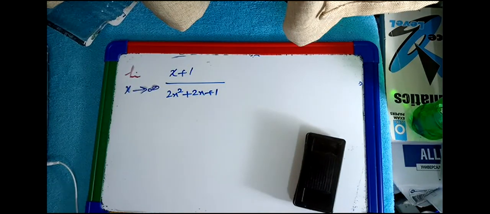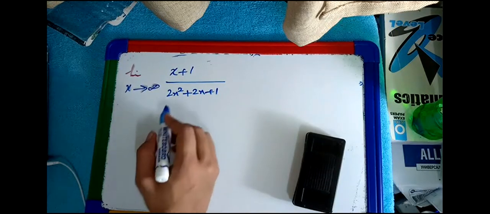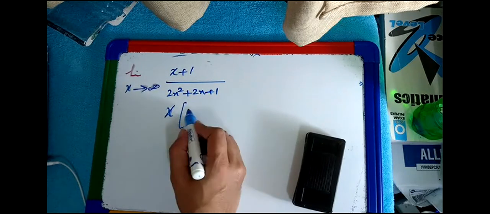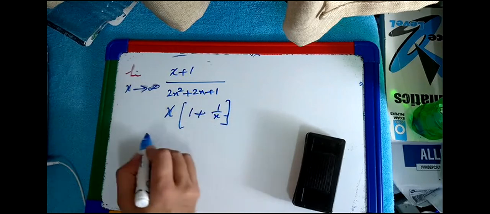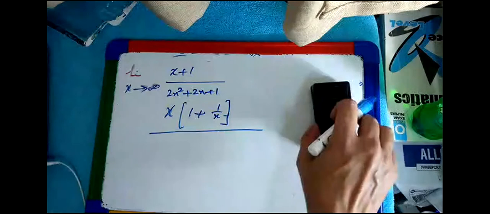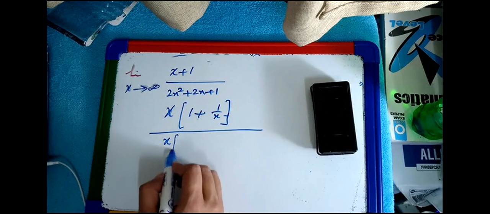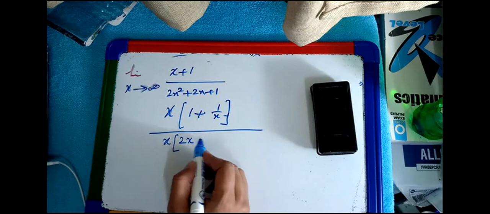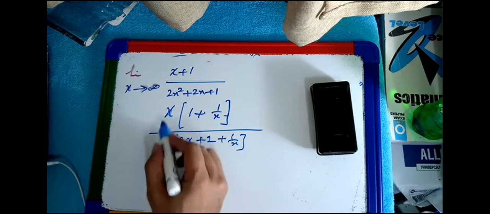Can you take x common in the numerator? Yeah, you can. Take x common in the numerator. What should I write here? 1 plus 1 over x. Good. And the denominator? Take x out. Then it will be 2x plus 2 plus 1 over x. Good. So x cancels with x?